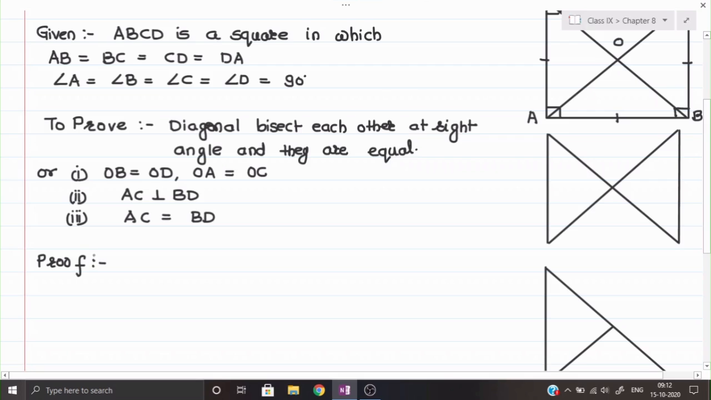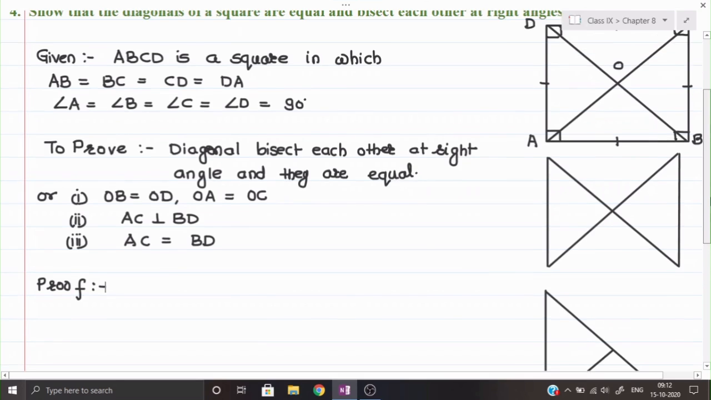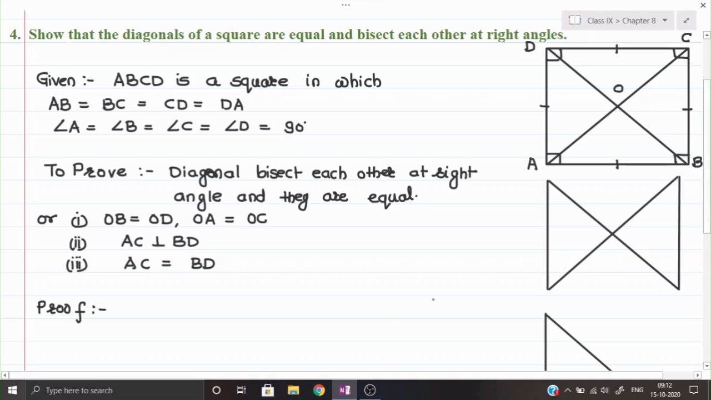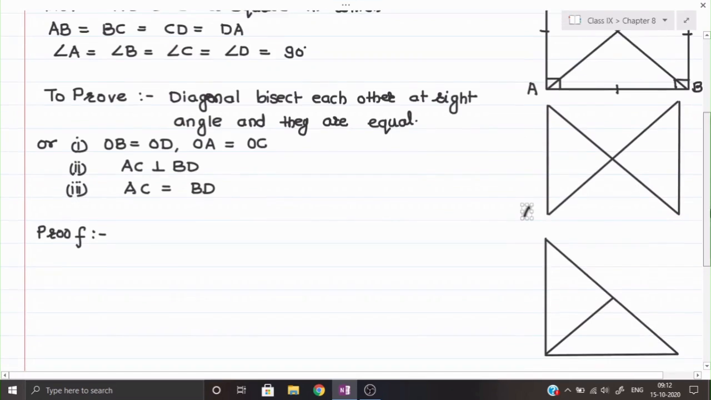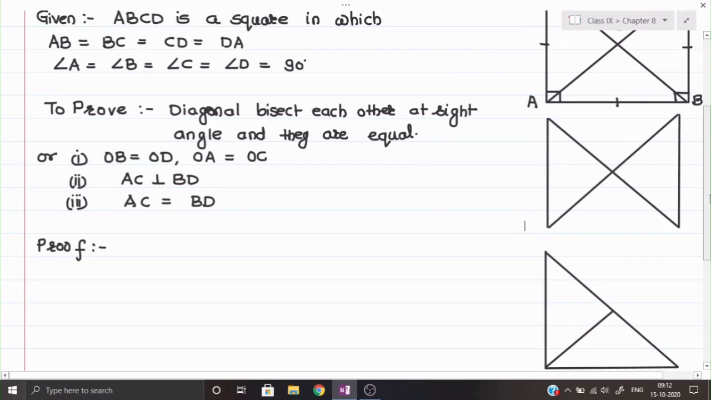So in the proof, as you can see here, some figures I have formed for you. In this first figure, this point I am supposing as A. This is B. This one is C, and this one is D. And this point I am supposing as O. Okay, so see, we need to prove here OA and OC are equal, OB and OD are equal.